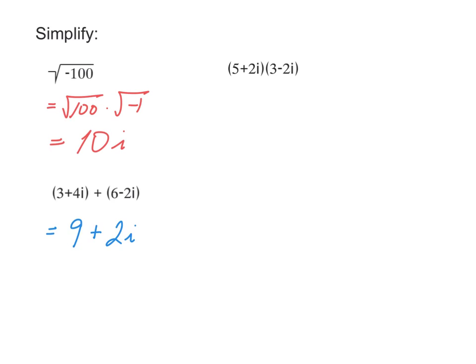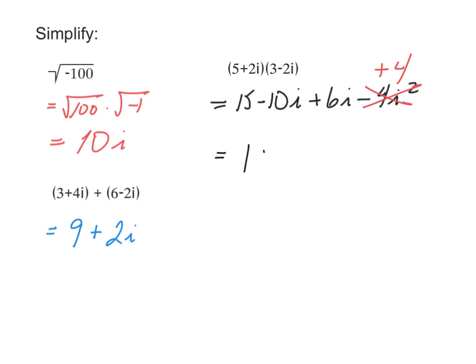And if we're going to multiply two complex numbers together, we have to FOIL them. So we'll get 15. On the outside, it's minus 10i. The insides give us plus 6i, and the lasts give us negative 4i squared. Remember, of course, that this negative 4i squared, i squared turns into negative 1, so negative 4 times negative 1 is positive 4. Now we combine like terms. 15 plus 4 is 19, and negative 10 plus 6 is negative 4i.